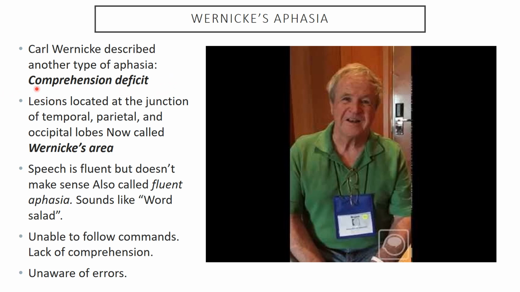So he identified that these individuals had a lesion at the junction of the temporal, parietal, and occipital lobes. We talked about this before. This is called Wernicke's area. So in these cases, speech is actually quite fluent, but it doesn't actually make any sense. This kind of speech deficit is also called fluent aphasia, and it really sounds like word salad.